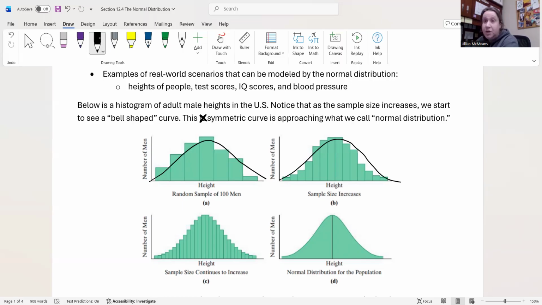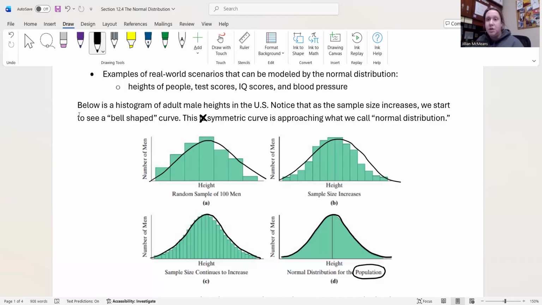The sample size is going to increase again in graph C. So let's say we're looking at like 100,000 or a million. You can see that we're now getting much closer to this theoretical, perfectly symmetric bell curve. And then for graph D here, instead of looking at a sample size, we're going to say, assuming we had information for the entire population, we would have this perfectly smooth, symmetric bell curve. So as your sample size increases, you're approaching what we would say is a normal distribution, and that would represent the population, every single person, object, or thing that we're looking at.